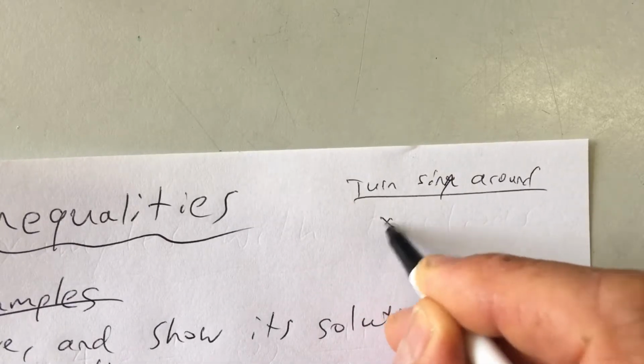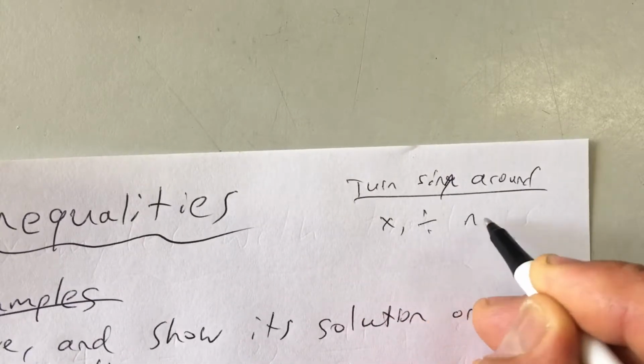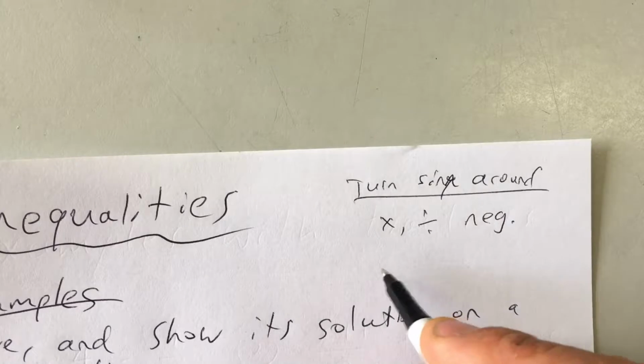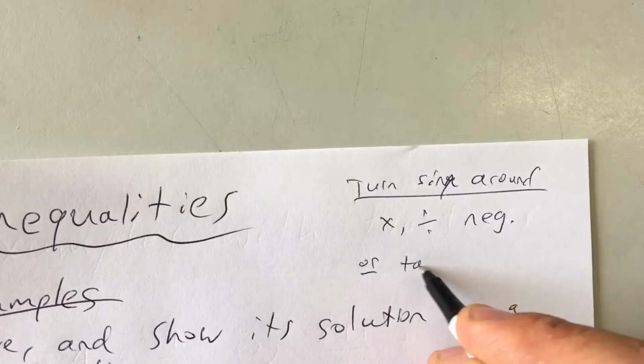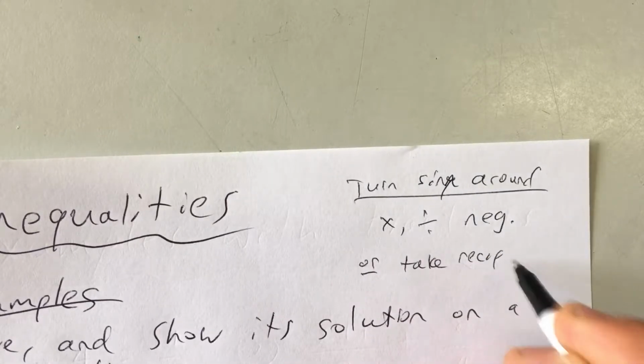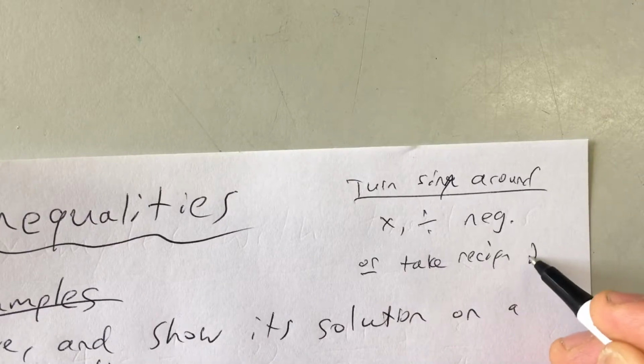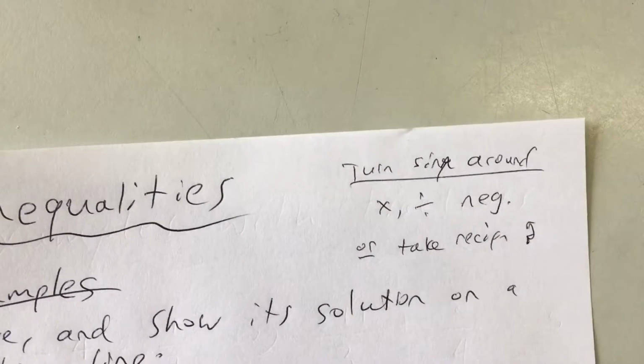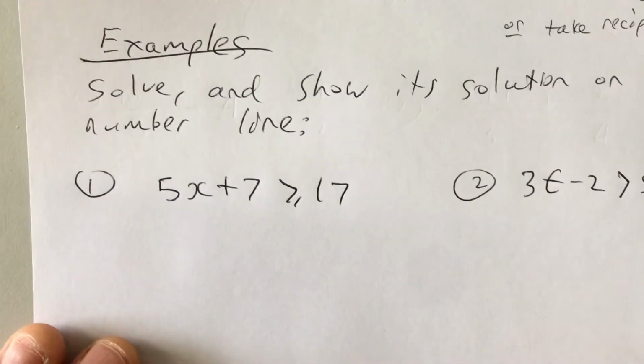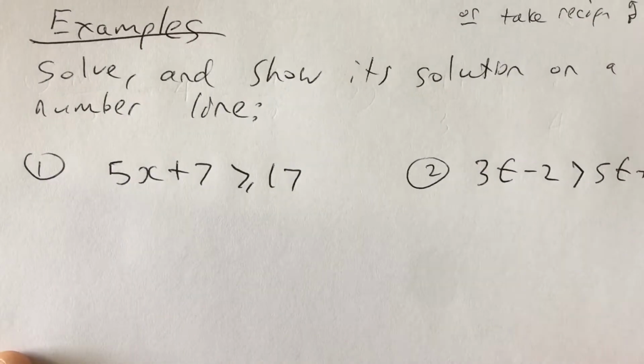If you multiply or divide by a negative, or take the reciprocal, which means turn upside down. You know, if you turn something upside down, you actually turn the sign around as well. Sometimes you can avoid doing either of those things anyway.